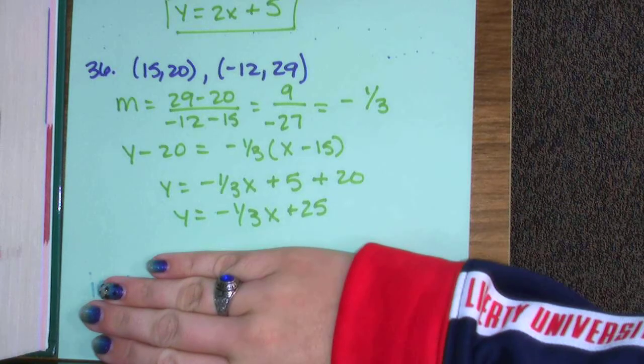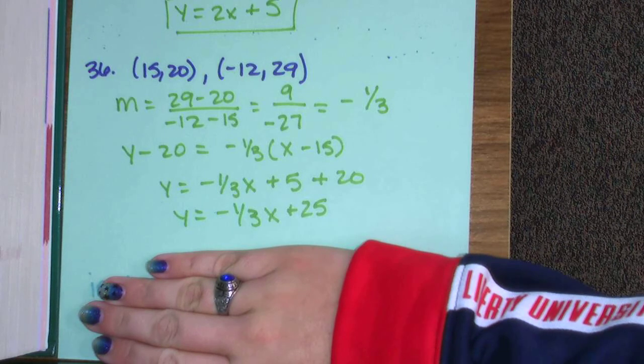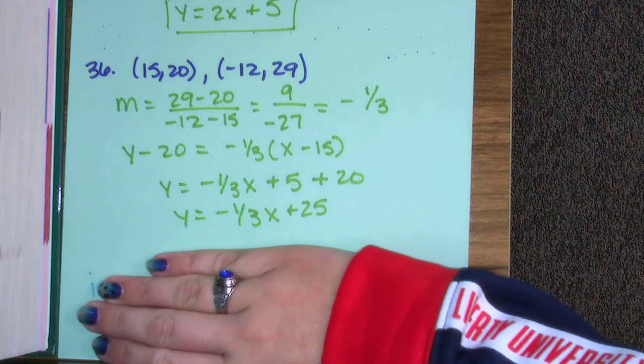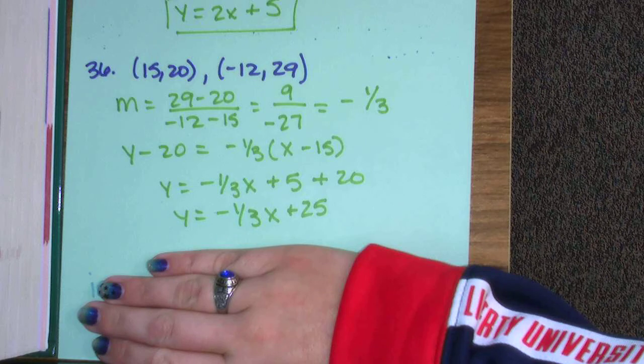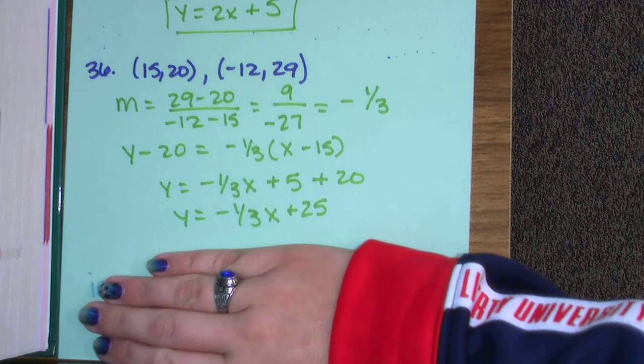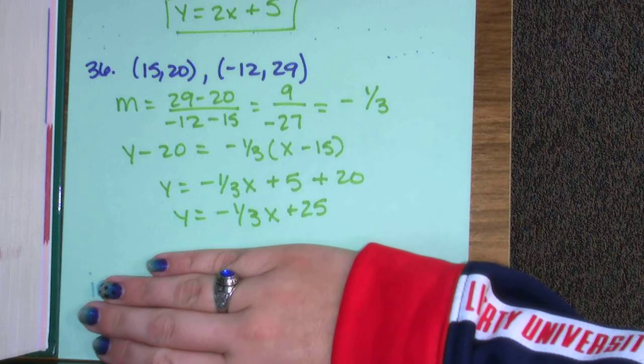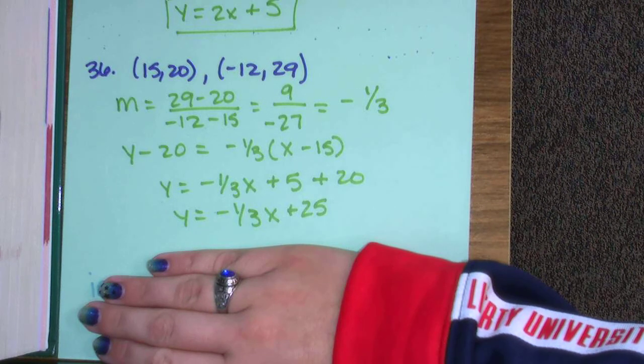Alright, so you should have found your slope first. Your slope would have been negative 1/3. And then you can pick either point. It doesn't matter. It would give you the same answer either way, or it should. Because obviously it's going through those 2 points.